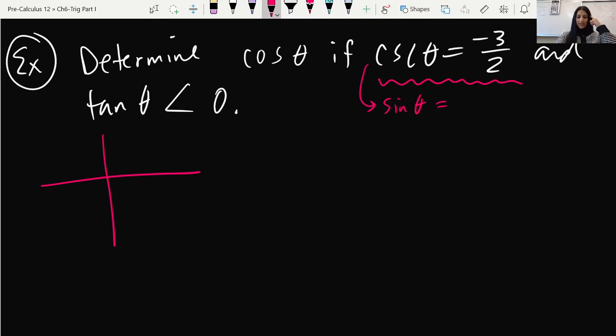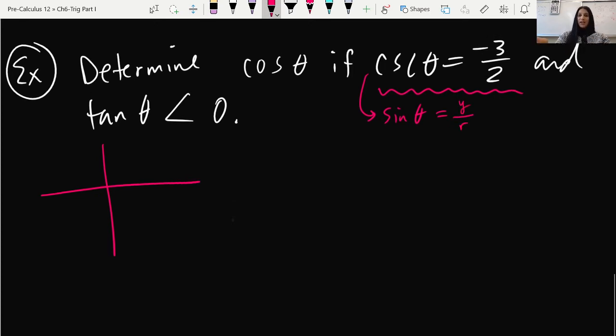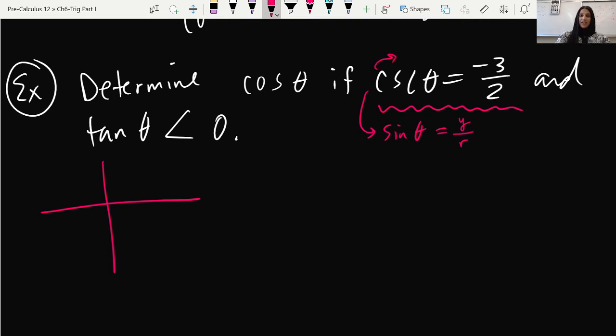And we know that sine theta is usually opposite, which is y, over hypotenuse, which is r. So then this means that cosecant theta must be r over y. So basically, r must be 3 and y must be -2. Because I have the negative up there, but my r can't be negative, so it must be the 2 that's negative.